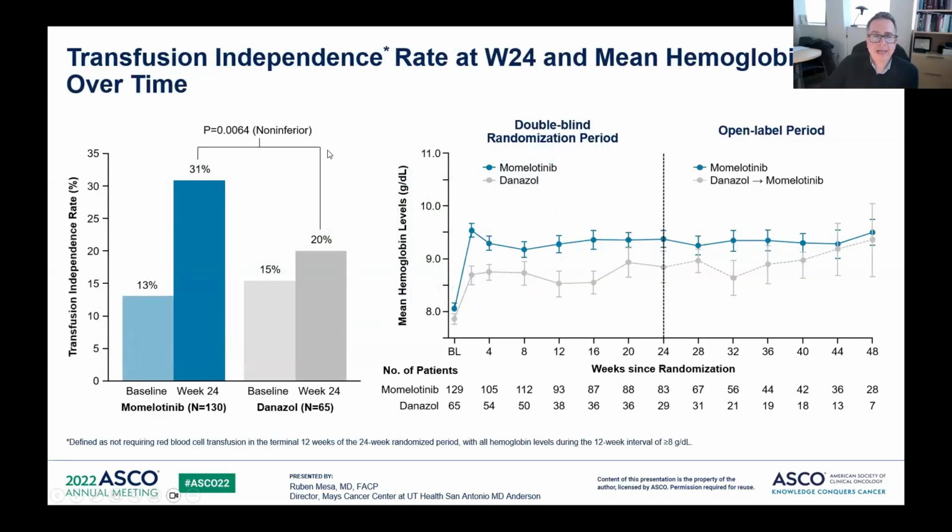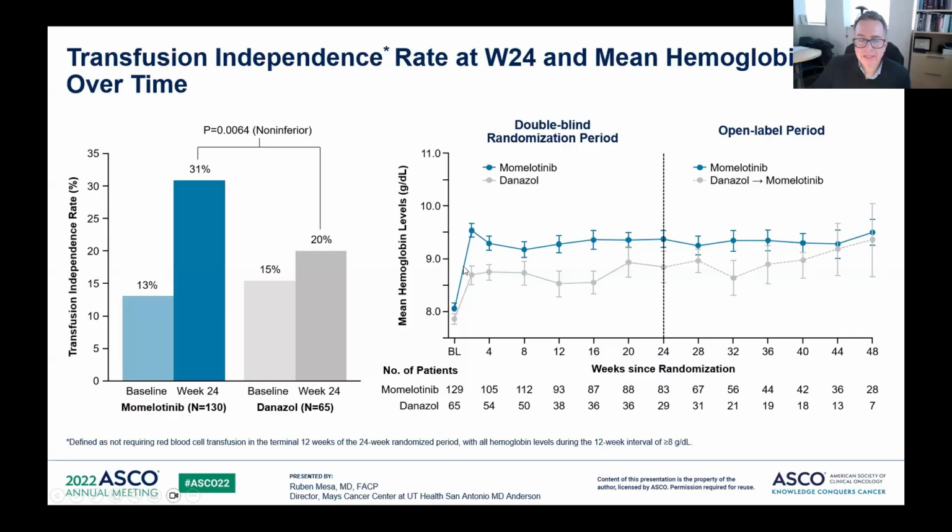And transfusion independence. At 24 weeks, a third of the patients with momelotinib or Ojara treatment were transfusion independent versus 20% of patients with danazol. Again, if you look at that p-value, that tells us this comparison was significant. It was significantly non-inferior, meaning that it wasn't looking to beat danazol, but it wanted to show that it was at least as good as danazol. And here it does look like it's probably better than danazol.